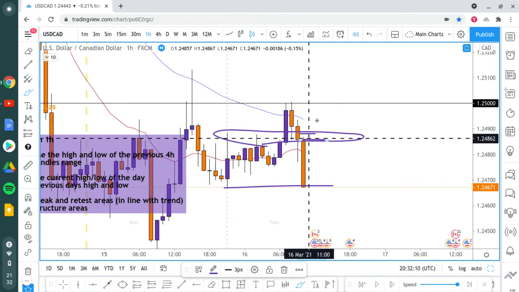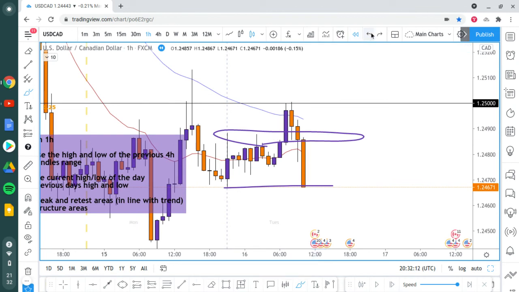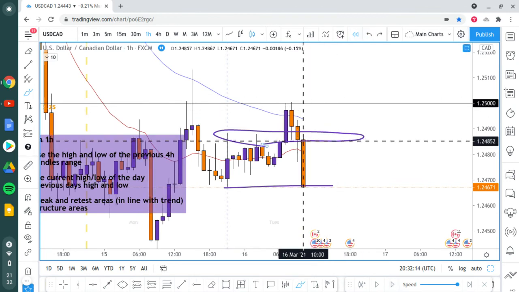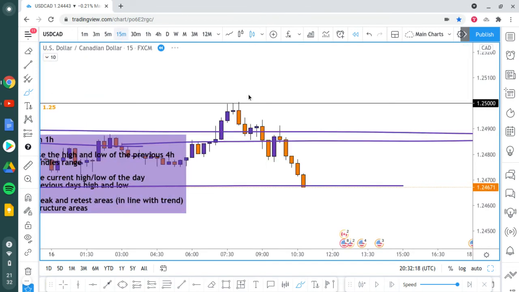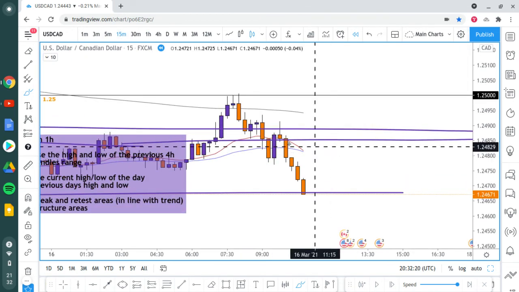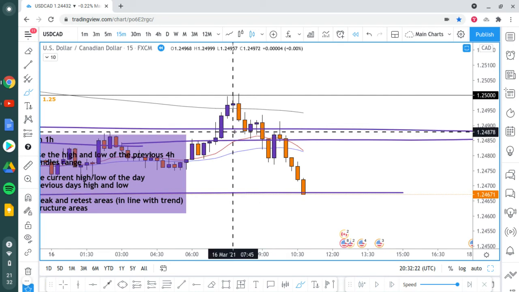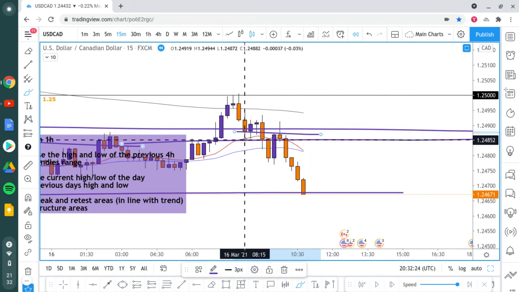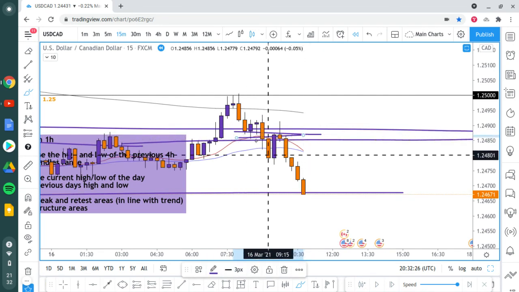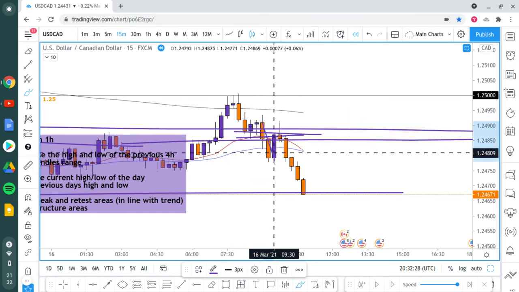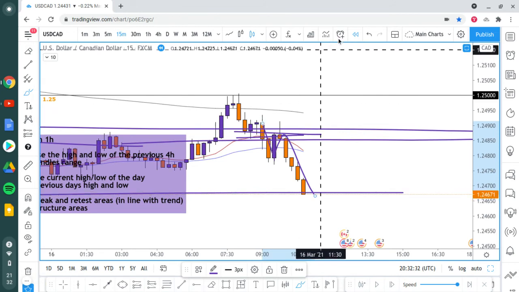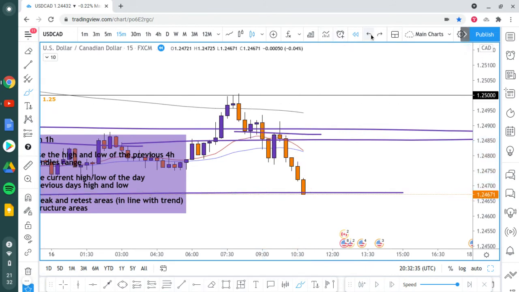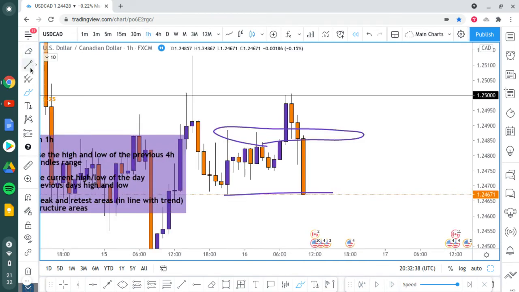Now, again, you can see that price doesn't have that much of a pullback. Let me just see on the 15-minute quickly. You can see that, again, it's a 15-minute break and retest area. Price pushes through, pulls back, and then has the solid drop to the next main target. But I'm trying to focus on the 1 hour here.